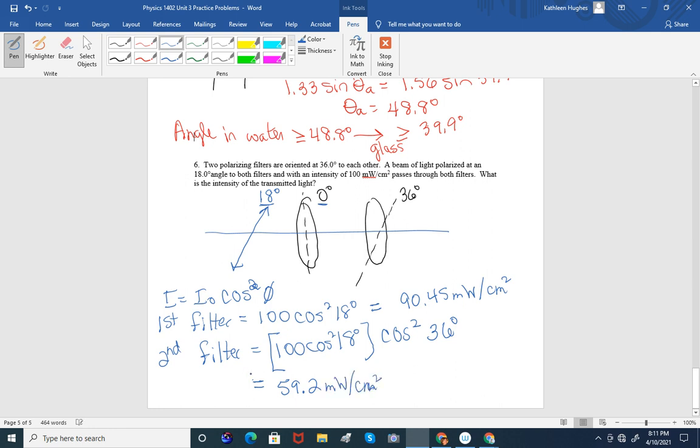The problem I actually took this from actually just asked what percent passed through, but rather than ask what percent, I just told you the initial amount was 100. But if you wanted to know what percent, then clearly this was 59.2% of the light made it through both filters. Okay, that is the solutions to the practice problems.